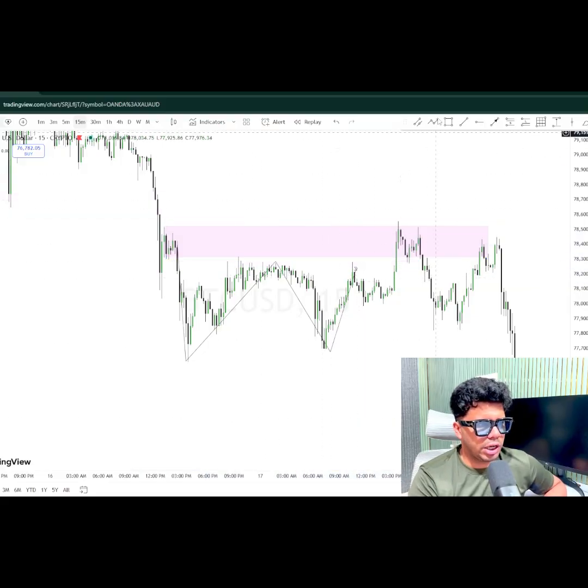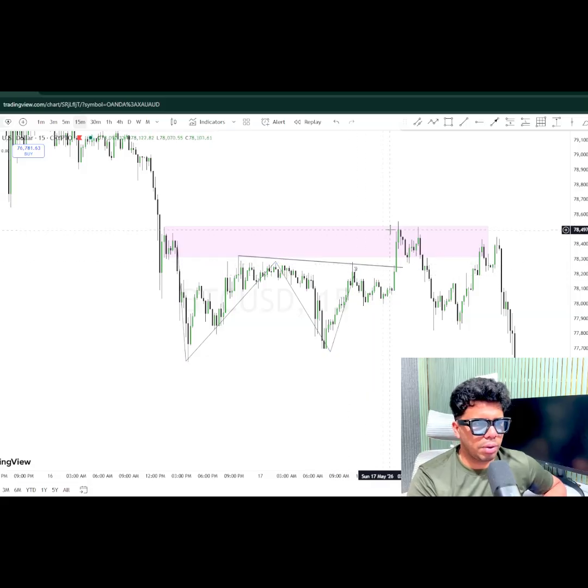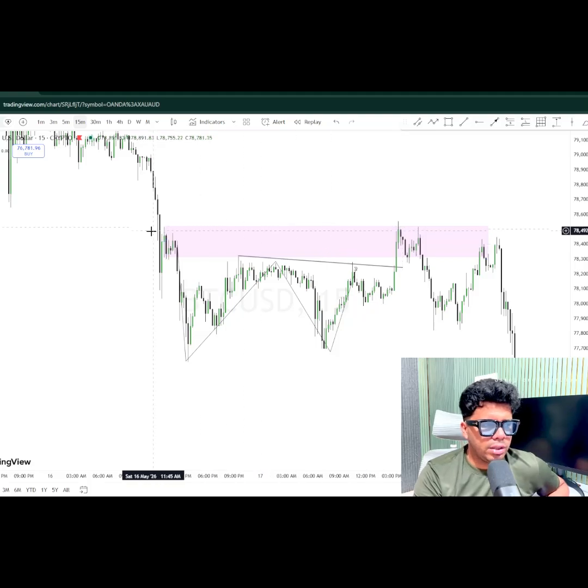pattern, most of the people are trying to take entries from here. That's what we call a liquidity pool. Why is it a liquidity pool? Because most of the people are stuck here. They are trying to take the long side from here, and it will take all their stop losses from this place. And there's a supply zone.